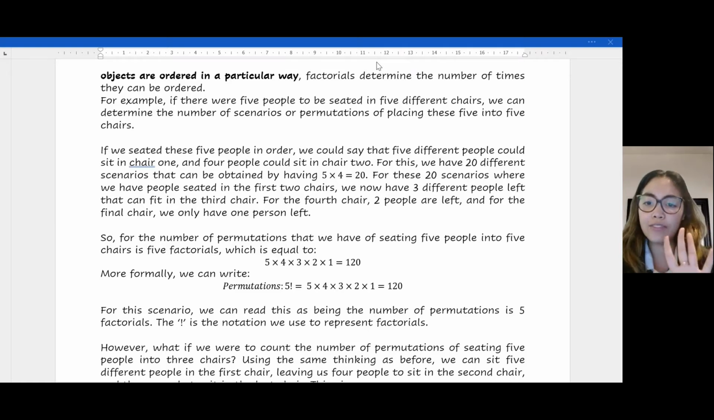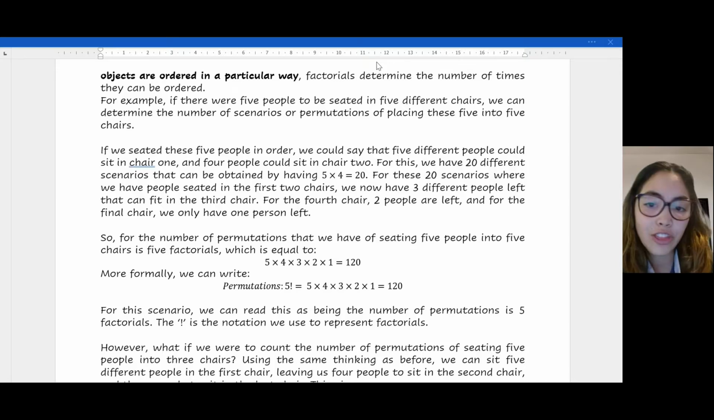So if we did imagine these 5 different chairs, in the first chair we can say, well, we haven't seated any of those 5 people yet, so there are 5 different people we can sit in our first chair. In the second chair, because one person is already seated, there are 4 different people left. And then, of course, in the third chair, because I've seated 2 people already, there are 3 people left, and so on and so forth. So you can see we'd have 5 potential options, 4, 3, 2, and then 1.